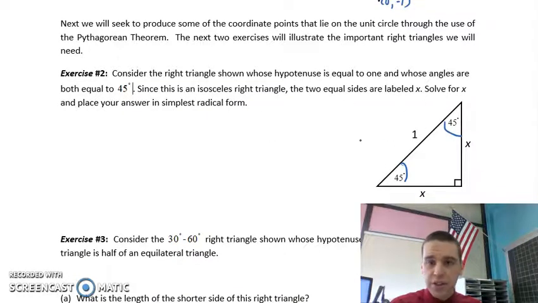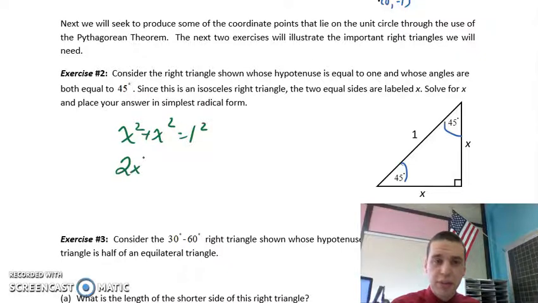And so what are we looking for? We're looking for x. Well, we know that since it's a right triangle, x squared plus x squared equals 1 squared. And x squared plus x squared, an apple plus an apple, we get 2 apples. It's not x to the 4th equals 1. We'll divide by 2. And we're going to get x squared to equal 1/2.